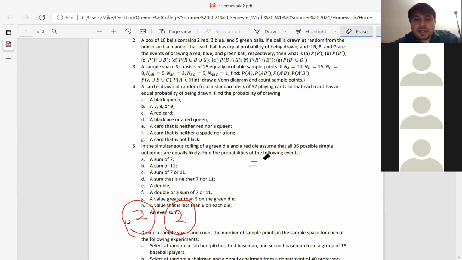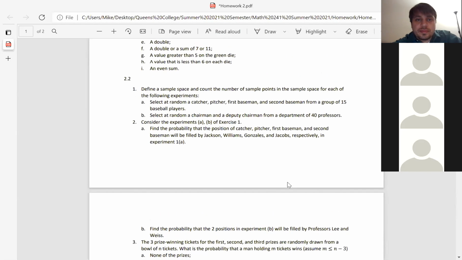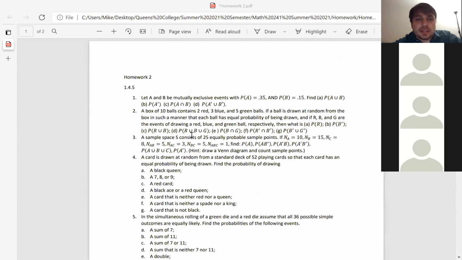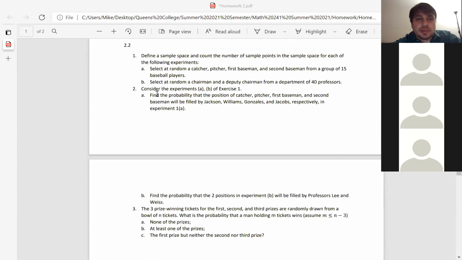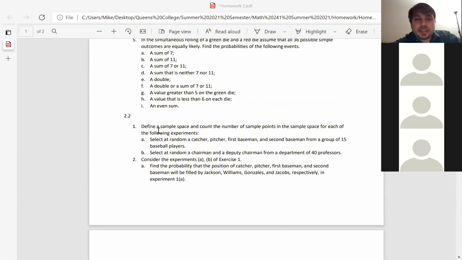Okay, good. Any questions about the homework? Okay, 2.22a. Consider the experiments A, B of exercise 1. That's this exercise. Find the probability that the position of catcher, pitcher, first baseman, and second baseman will be filled by Jackson, Williams, Gonzalez, and Jacobs, respectively, in experiment 1A.